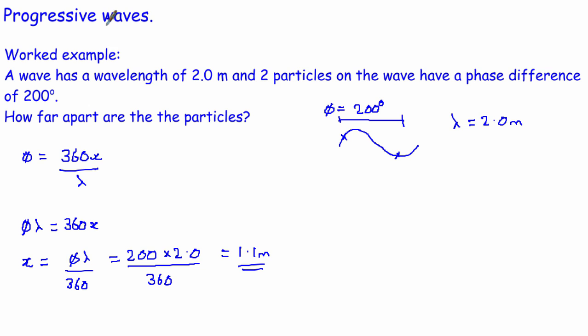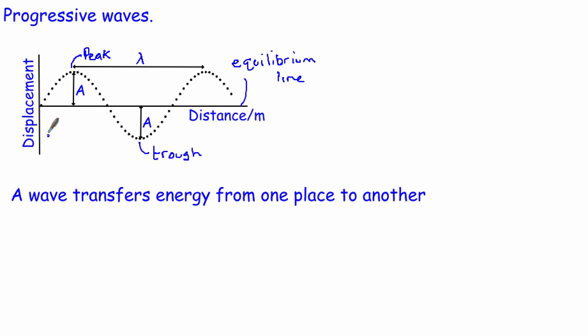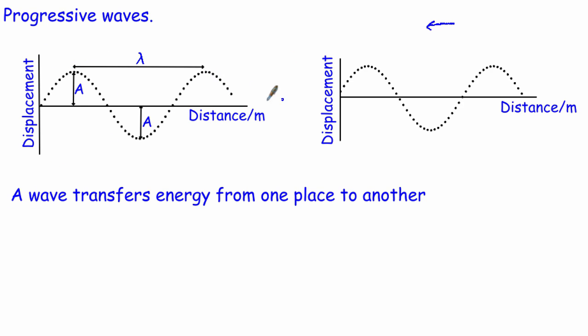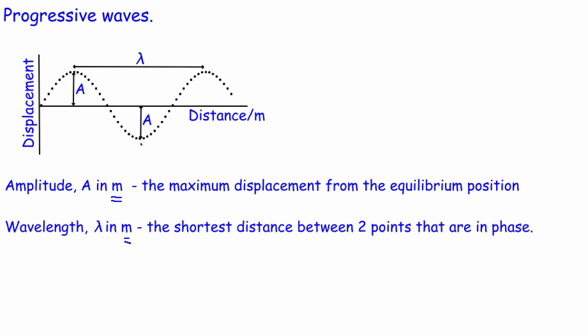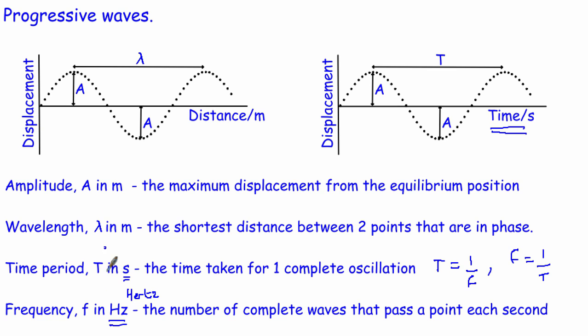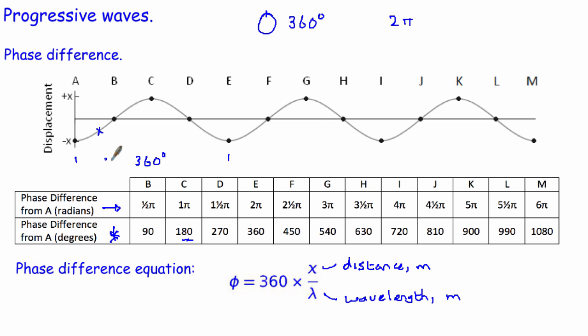So that was the first video looking at progressive waves. We had a really quick look to see basically what waves look like. This is a definition that you need to know. We then also had 4 more definitions. So we've got these 4 definitions again that you need to learn off by heart. And then we had a look at phase difference and looked to see how you would actually calculate the phase difference of 2 particles on a wave. So that's it for progressive waves.